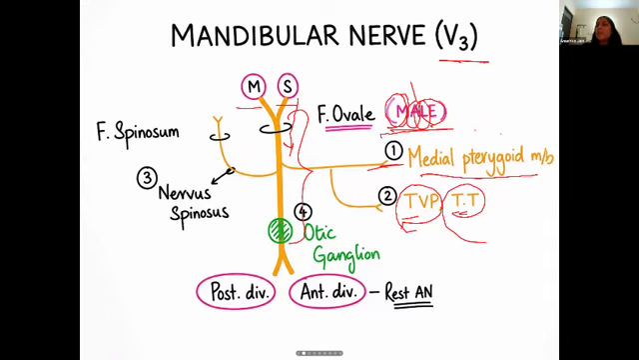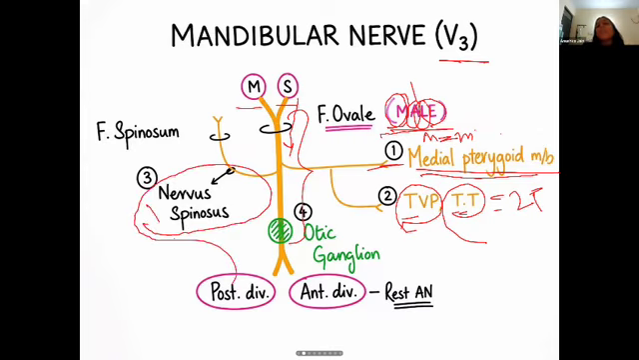So the first point was medial pterygoid muscle. M for muscle, M for medial pterygoid. Then come two tensors, that is 2T. Then comes the third point: it gives the nervus spinosus. Now, why is it called nervus spinosus? Very basic logic-based anatomy, just because it passes through foramen spinosum. Now comes our fourth important point: it is connected to the otic ganglion.